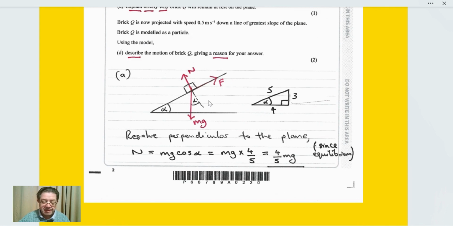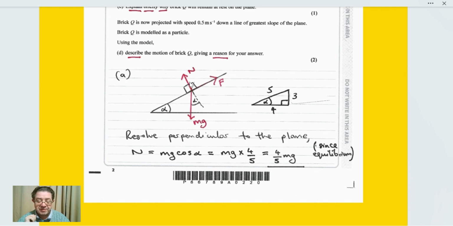So there are 3 forces only. There's the weight mg going from the center of the particle vertically downwards. There's the friction, which will be going directly up the plane to prevent movement or oppose movement. And the normal reaction will be at right angles to the plane. The question here says to find N.